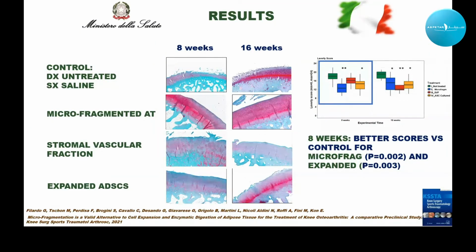And the results were rather surprising. First of all, everything was better than the control, just from a morphological and regeneration point of view, which is a great thing. And the other groups were very similar, and especially microfragmented fat gave very similar regenerative results to the expanded cells at all the time points, which is really interesting in the animal model.